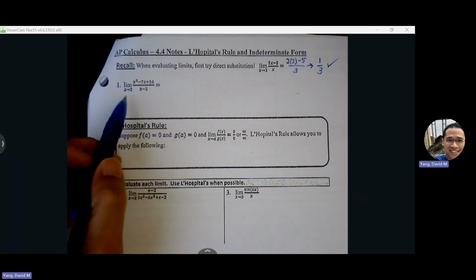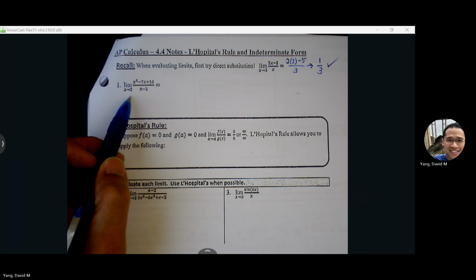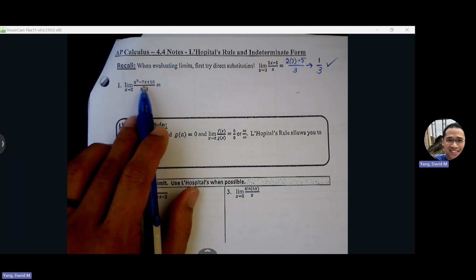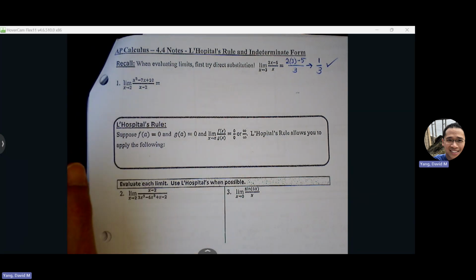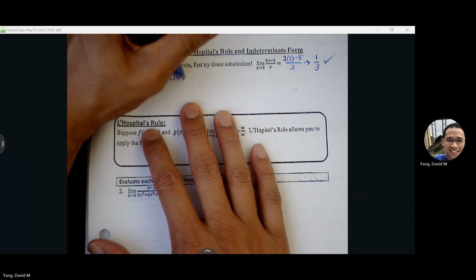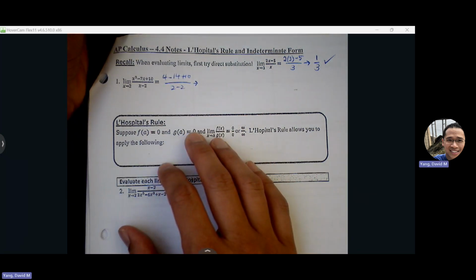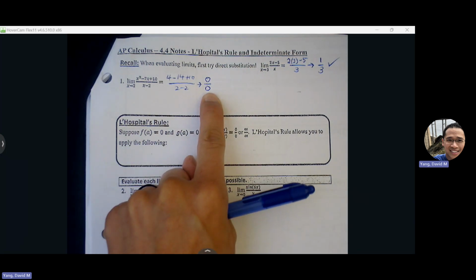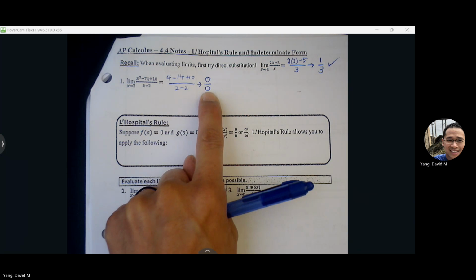Okay. Let's try this example here. First things first, direct substitution. 2 squared minus 14 plus 10. Okay. Numerator, we get what? 0. Denominator, we get 0. So what does this tell us? That there's a hole, but does the limit exist? Yes. Okay. So we know that there's a hole, but the limit exists.